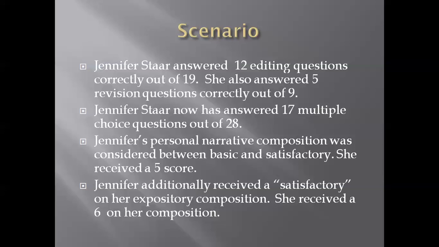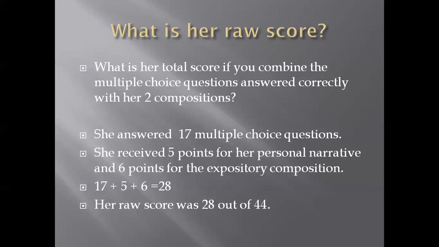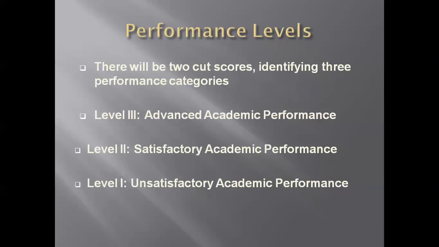Did she pass? Yes. Probably the next question is, how well did she do? So I'm going to go over it again. She answered 17 multiple choice questions correctly, received a 5 on the personal narrative. That brings us to 22, and 6 on expository. That gives her 28 out of 44. And so what I want to talk to you about is, where does she fall between advanced, satisfactory, and unsatisfactory? Well, she's in the satisfactory range, because in order to be advanced, you need a 36 raw score and above.